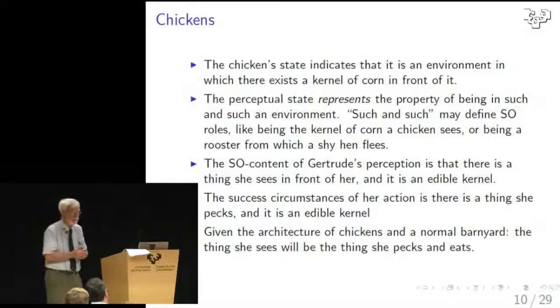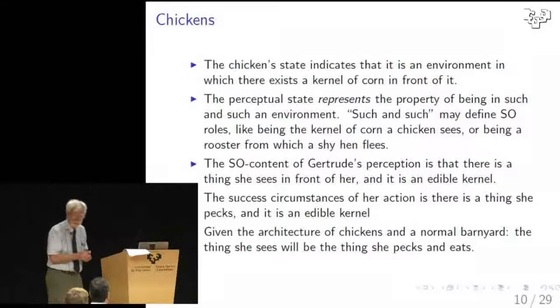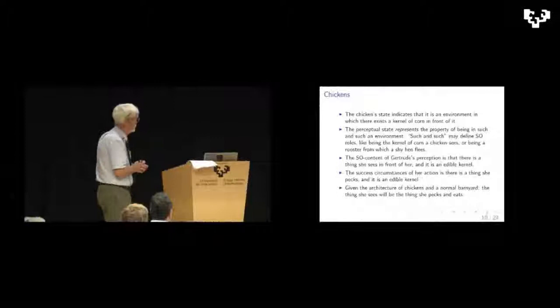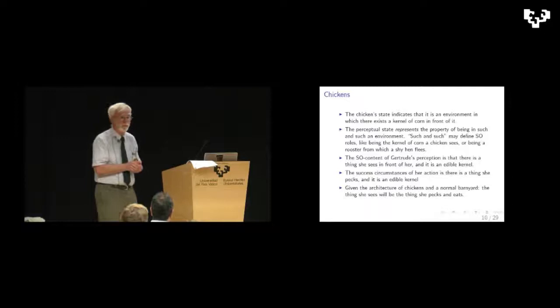The subject is Gertrude, so we filled in the ES role. The time is whenever you want it to be, so we filled in another ES role. And we're saying, what else does the world have to be like for that episode to be a veridical case of perception, given that it's happening to Gertrude now? Well, there has to be an edible kernel in front of her at that time. Now, when we look at the pecking, we don't have veridicality conditions, we have success conditions.